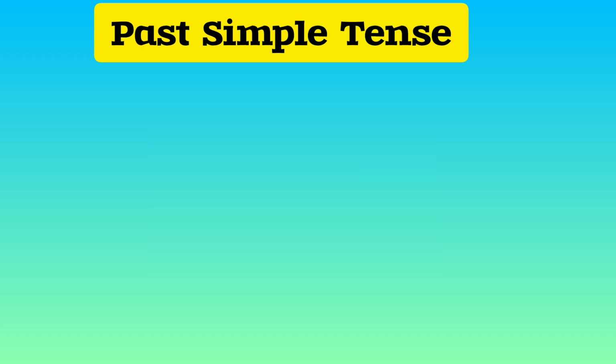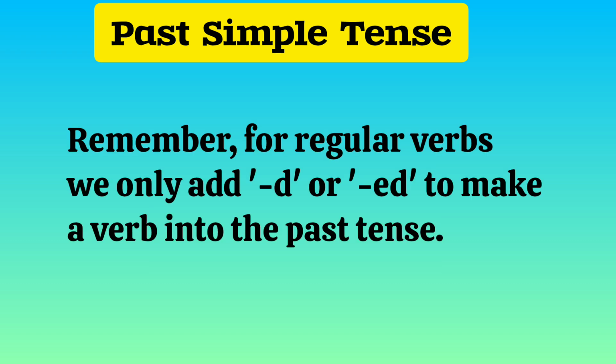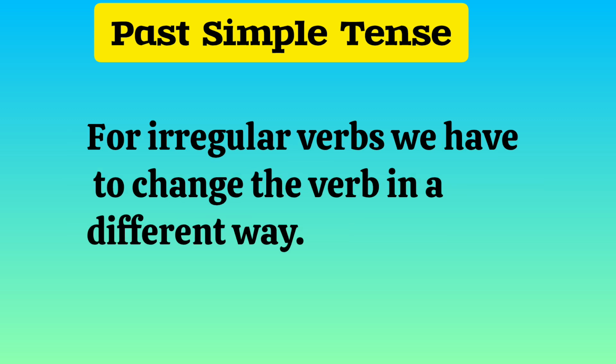Now let us talk about irregular verbs in the past simple tense. Let us have a look. Remember, for regular verbs, we added d or ed to make a verb into the past simple tense. However, for irregular verbs, we have to change the verb in a different way. Let us have a look here.